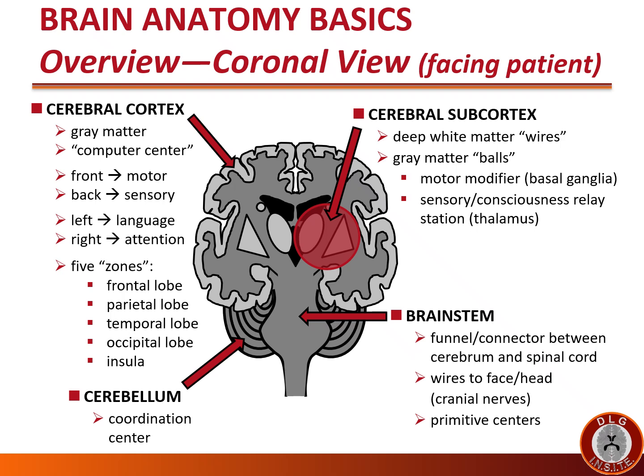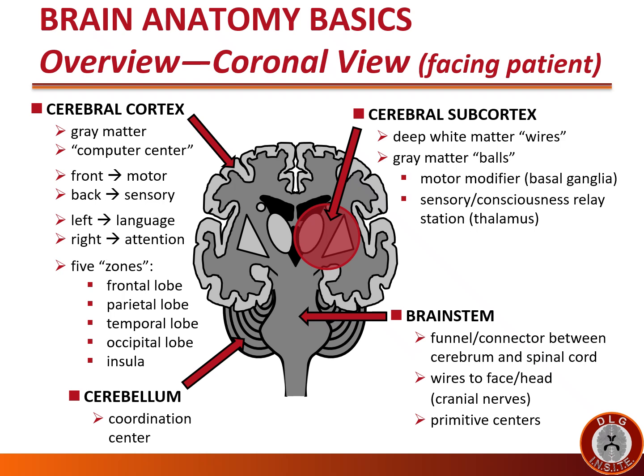It consists only of gray matter, the neuron cell bodies themselves, the computer center, where we think and do, feel, etc. In general, the front of the cortex is motor, and the back is sensory. In general, the left pertains to language, and the right has control of attention. And there are 5 zones: the frontal lobe, the parietal lobe, the temporal lobe, the occipital lobe, and the insula.